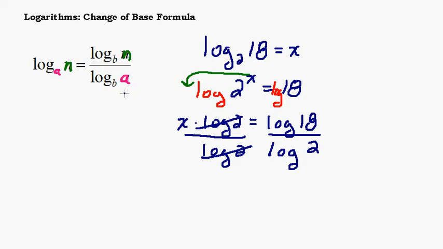So the change of base formula is just a shortcut, so you don't have to go through this to come up with the same exact thing. You don't have to take the log of both sides and pull the exponent down and divide both sides. It just takes you right to this spot right here.